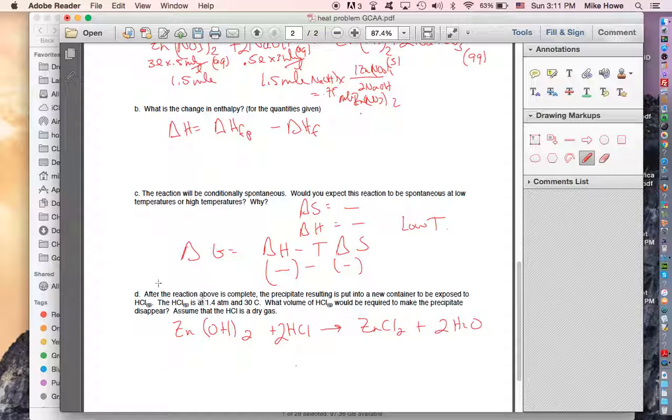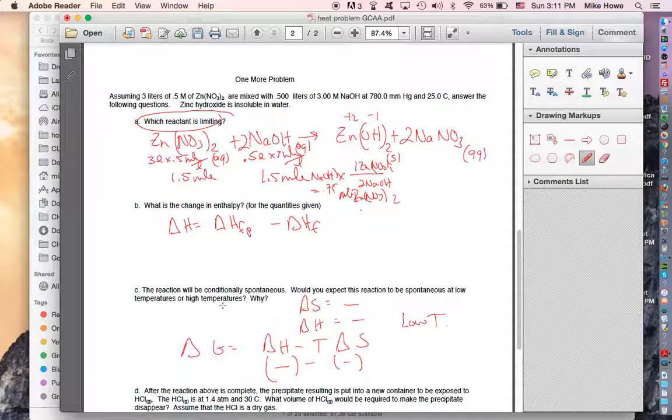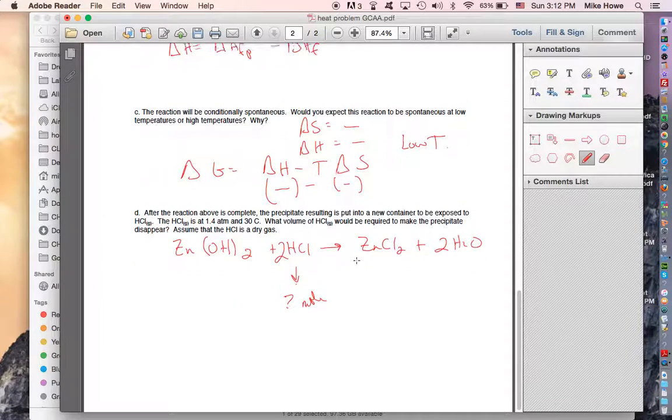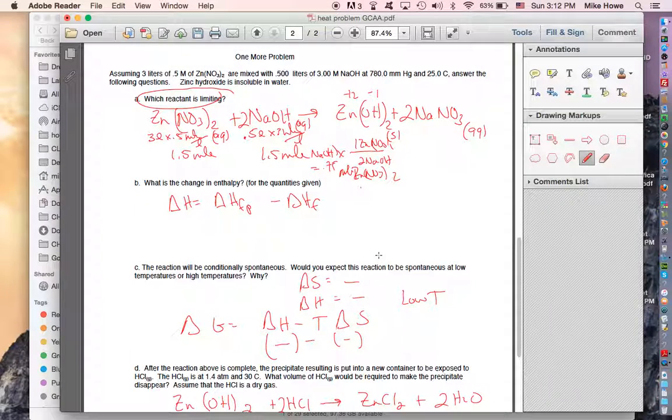Now this HCl is gas. By the way, did you notice up here the pressure and temperature were not relevant because there was no gas. Down here there is a gas because the HCl, it tells us, is gaseous. So we need to find out how many moles of HCl we would need. And up here, we know the moles of precipitate. I did not take time to work that out.